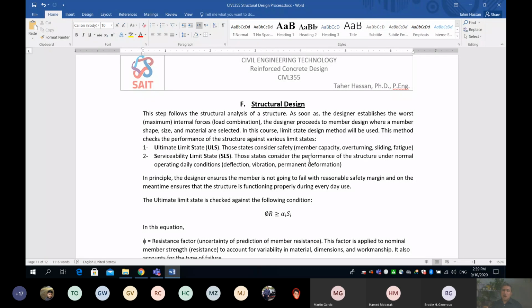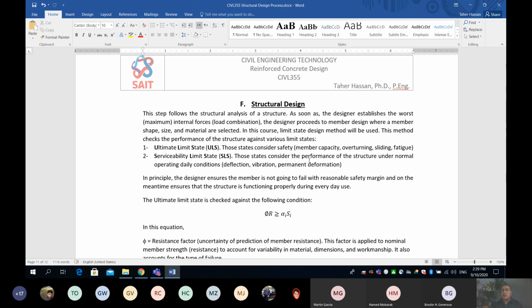What do we mean by structural design? As I said before, we make sure we pick one member, or we reinforce the member, in a way that it's capable of handling two states. The first state is called ultimate limit state. And look at the name, ultimate. The word ultimate means the final stage of the life of this member, when it is about to collapse or fail.